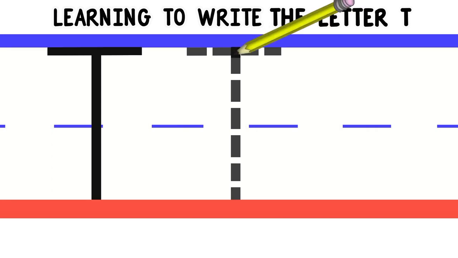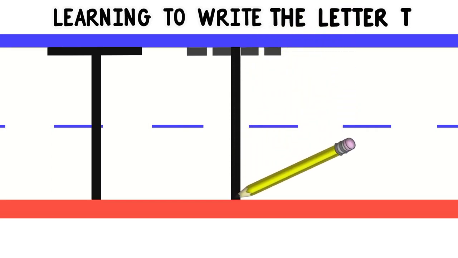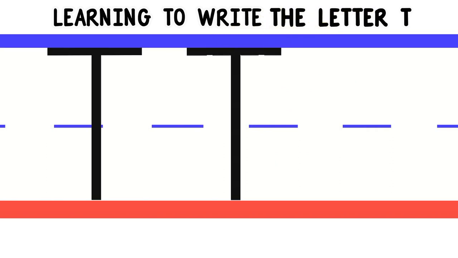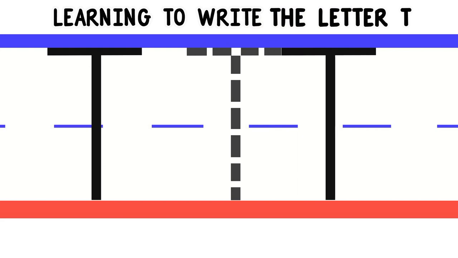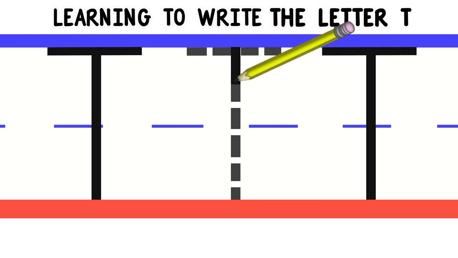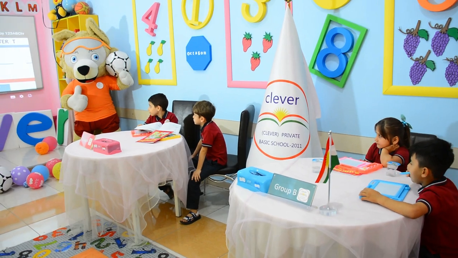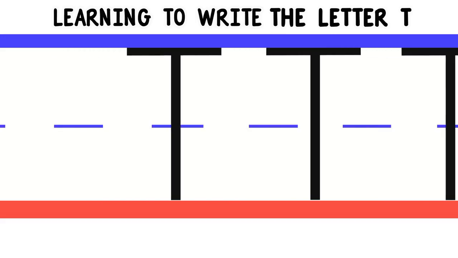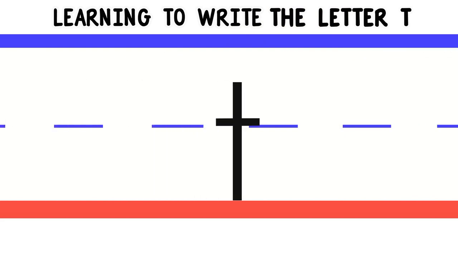We'll start at the top and do a straight line down. Then we'll go back up and do a line across the top. Good job! Now you try. Good job! Now let's move on to lowercase or little t.